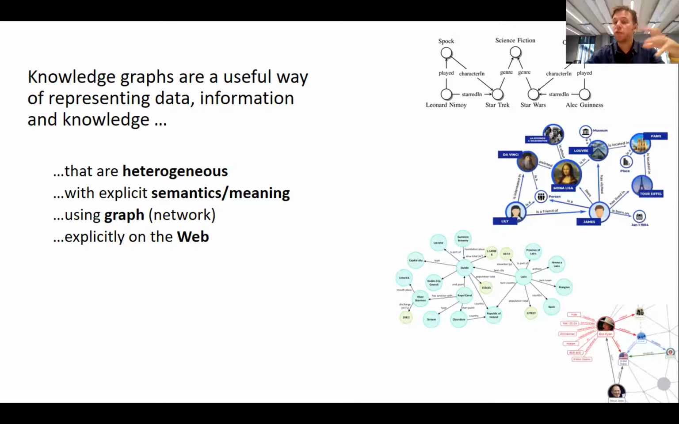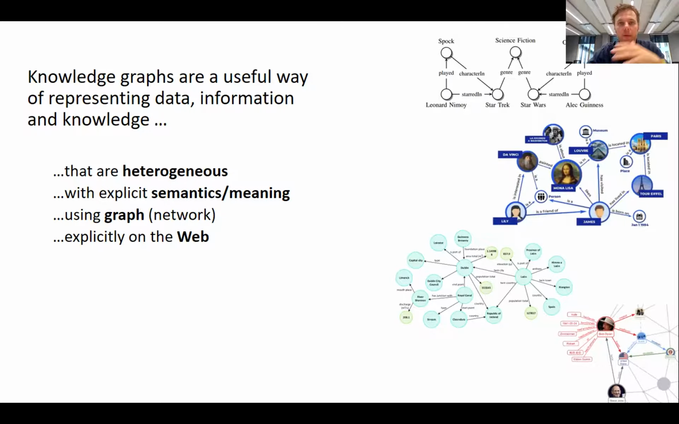Especially they're useful when you have heterogeneous data. So when you have data from different, with different purposes, original purposes. So again, here, this allows us to step out of those silos. It allows us to represent explicit meaning of data. So we can say that things are of a certain type, or that certain relations can only hold between things of a certain type. But it uses this graph, this network, to represent data. And I think most importantly, it allows us to do this on the web at the web scale. So we build basically on top of the web infrastructure to share data, knowledge, and information in this way.